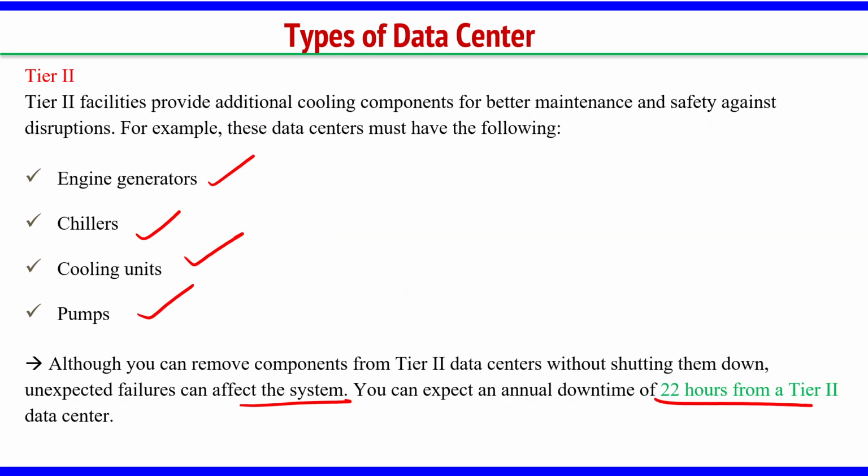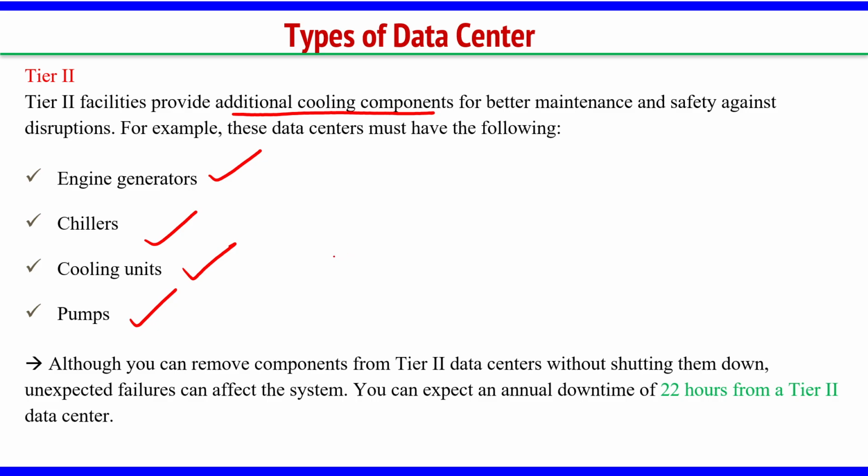Then the next version, a better version, is tier 2. What is the difference here? Tier 2 has additional cooling components for better maintenance and safety against disruptions. So the cooling has been increased here. What components does it include? It has engine generators, chillers, cooling units, and pumps. So we are adding additional cooling so that whenever heat is generated, we cool and balance it so that the infrastructure is not damaged physically.